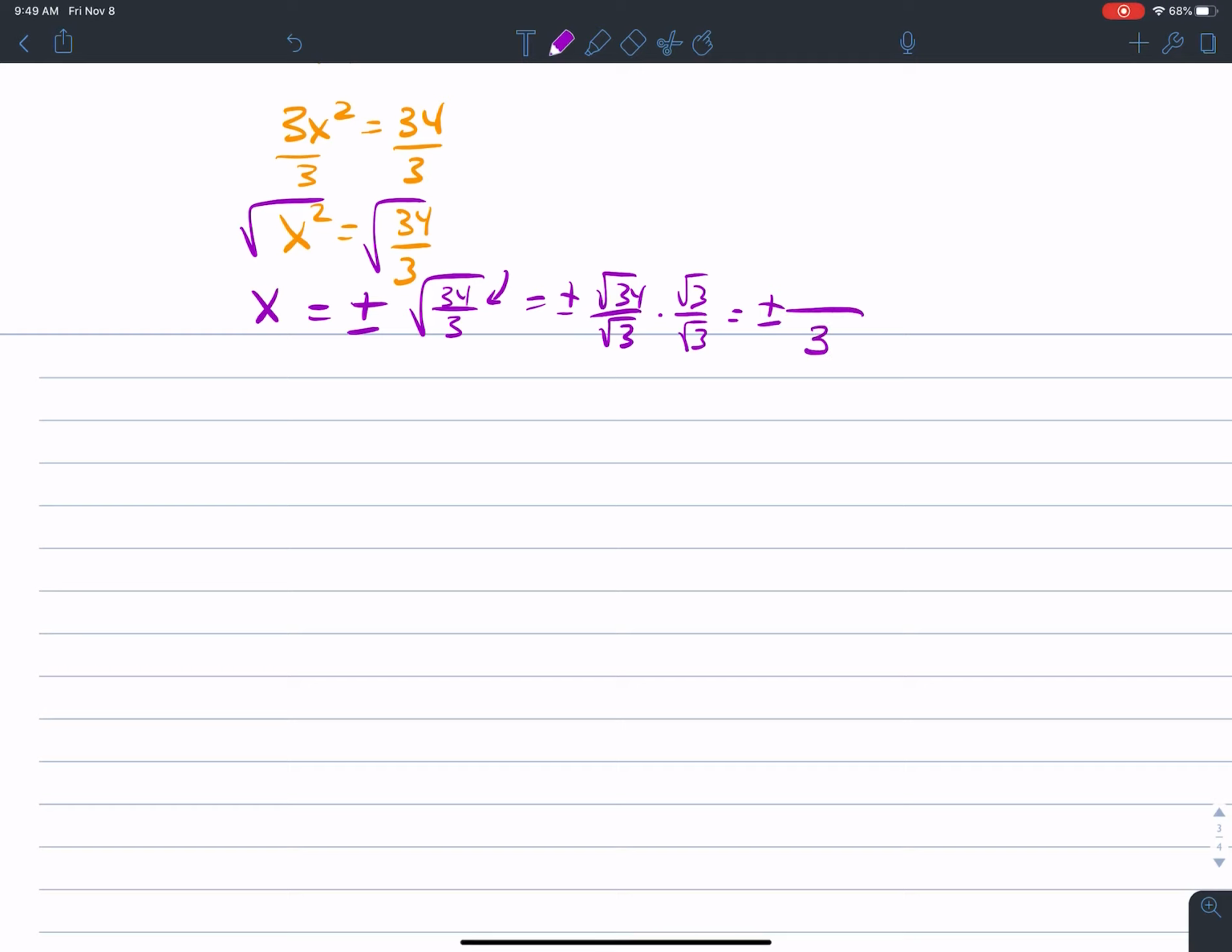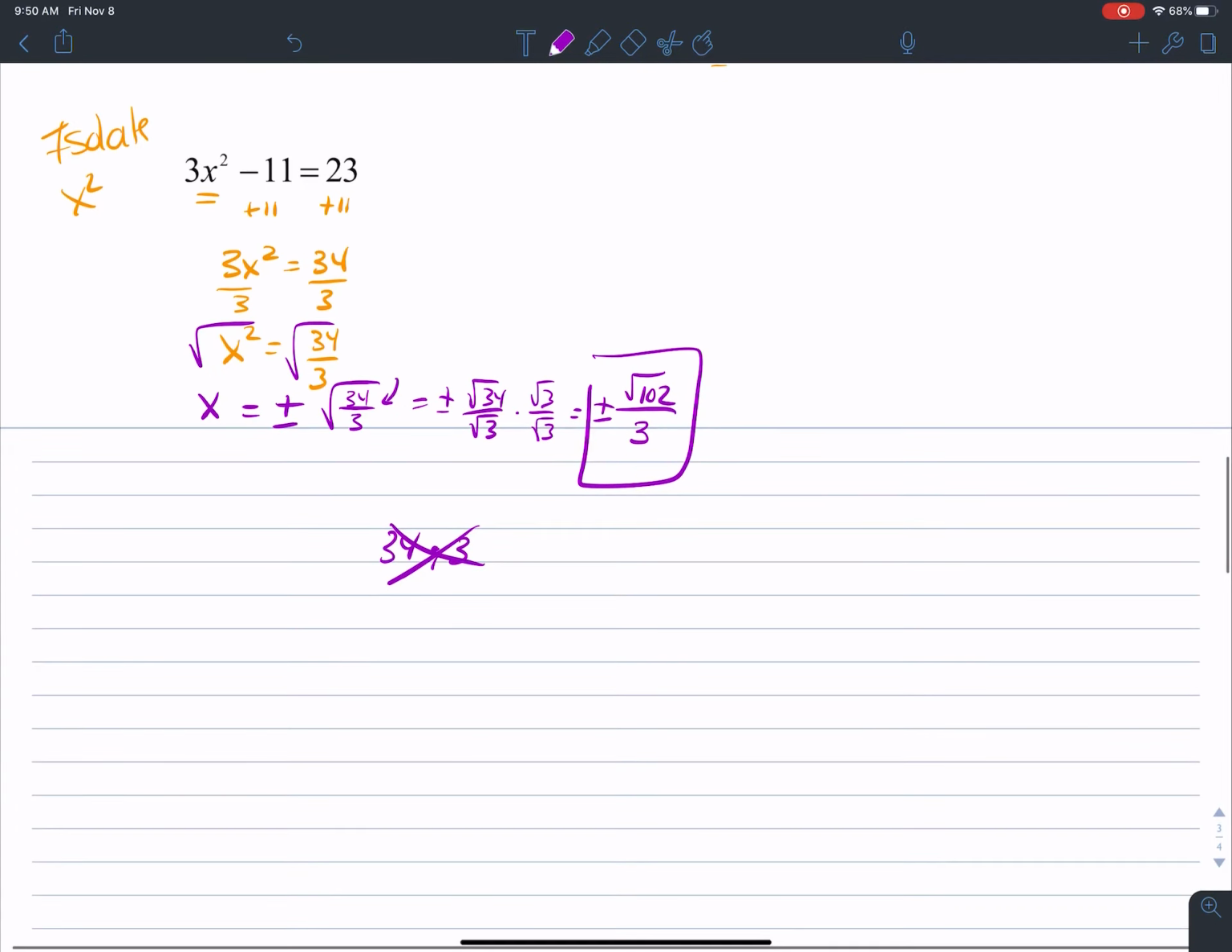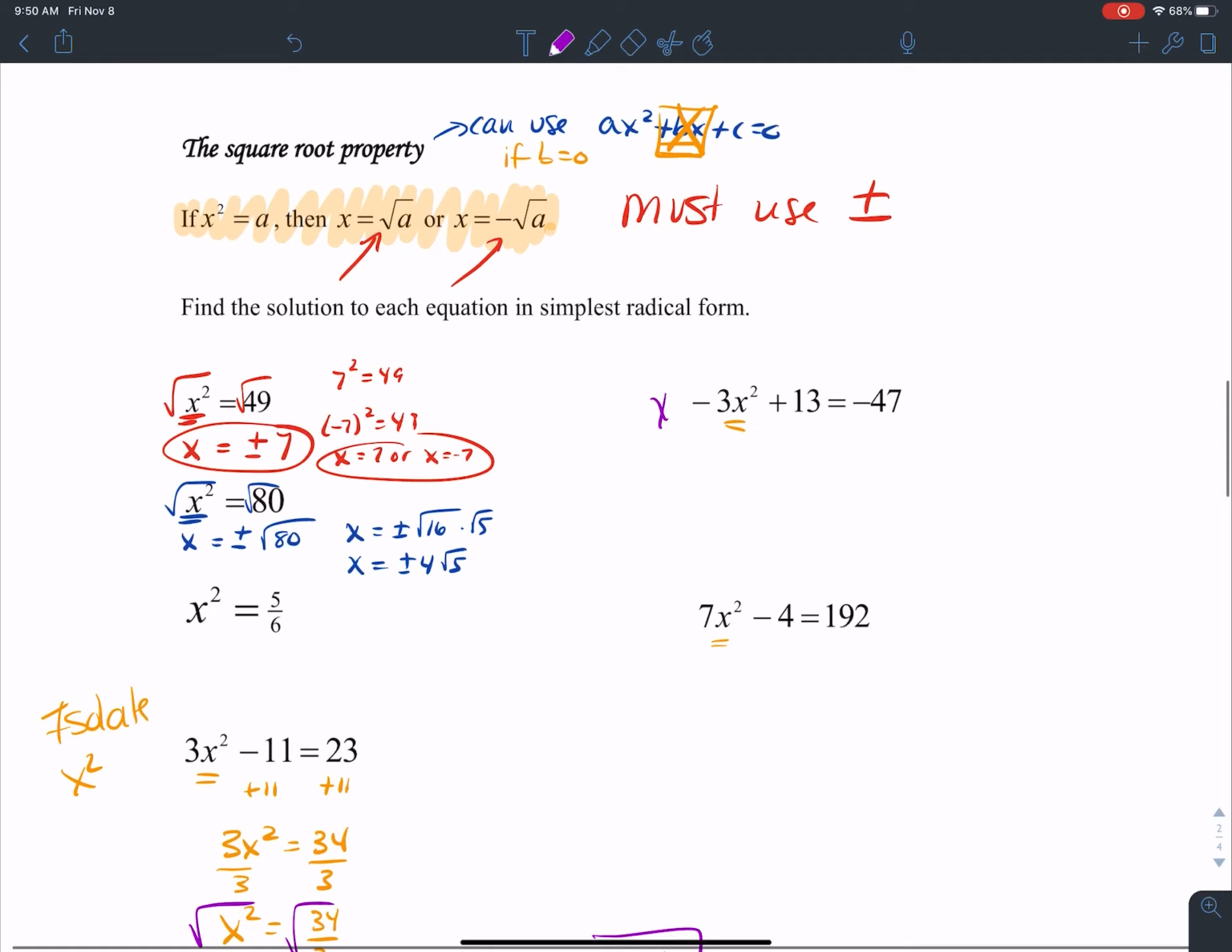And on top, 34 times 3 is going to be root 102, excuse me. Now I know that that's not going to simplify because 34 doesn't have any perfect square factors, and neither did 3. So when I multiply them, it won't have any perfect square factors. So I'd actually be done there. So the rest of them are very similar. So make sure you can finish those up on your own.